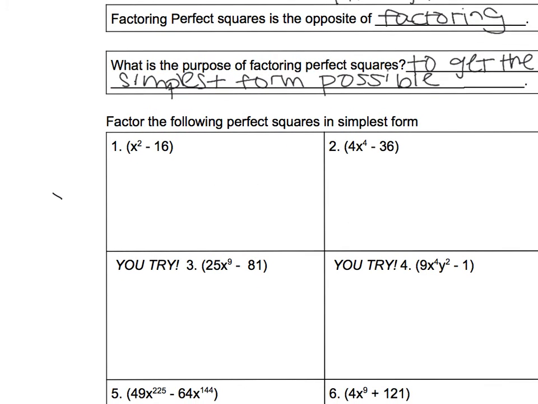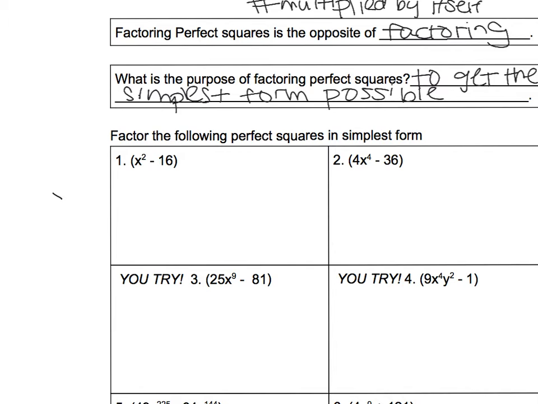Okay, now it's time to actually solve problems. So, the directions state, factor the following perfect squares in simplest form. And we're going to do all of them. So, number 1, first. X squared minus 16.